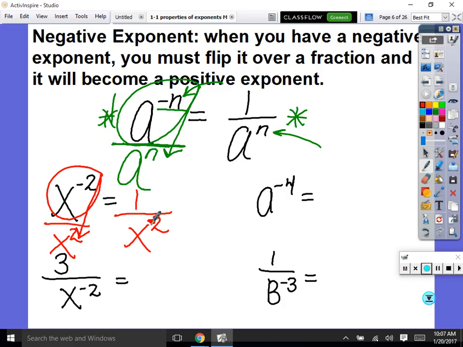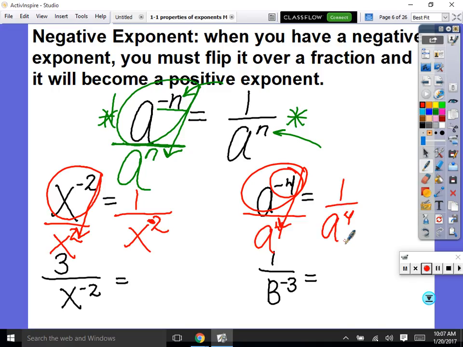So a to the negative 4 is not an acceptable answer. So we would take the base, flip it down, and it's going to be a to the 4th. 1 over a to the 4th is equal to that, but this is the more simplified answer. Okay, that rule works both ways.